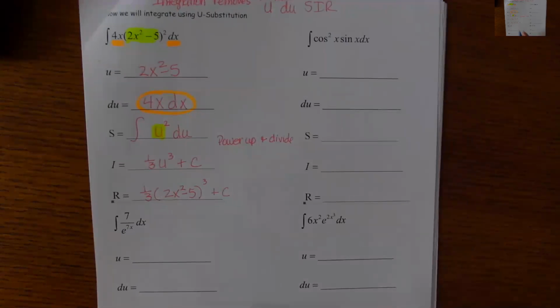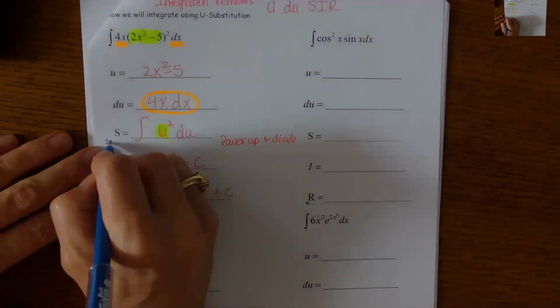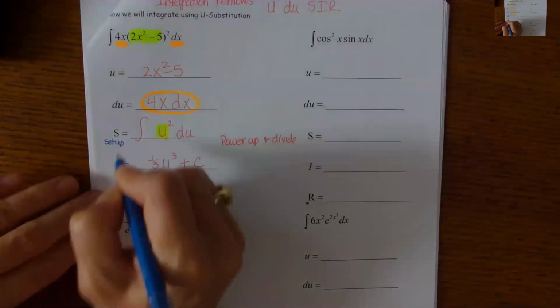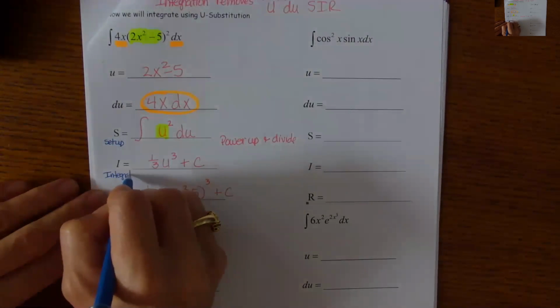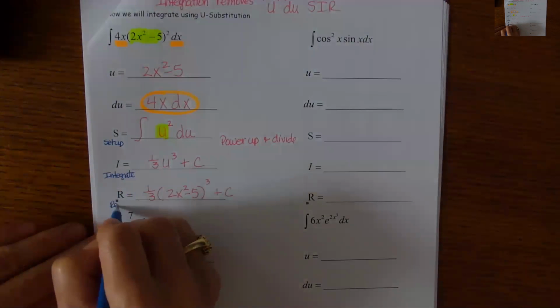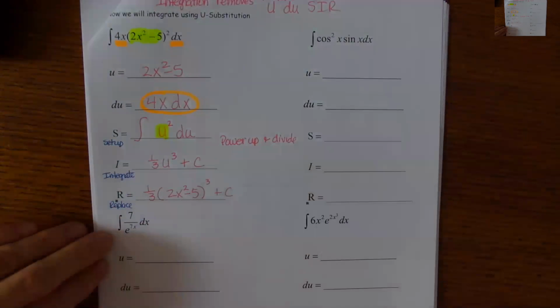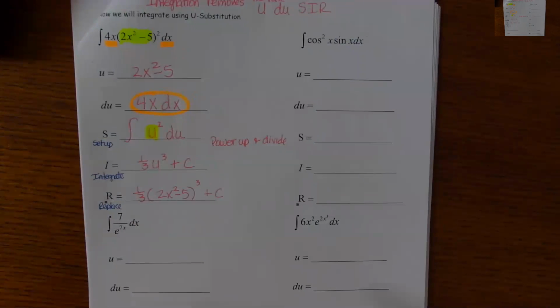How can I tell? So, set up, integrate, replace. You do, sir, gives you a list. Can you tell me how I can check that to see if it's correct?